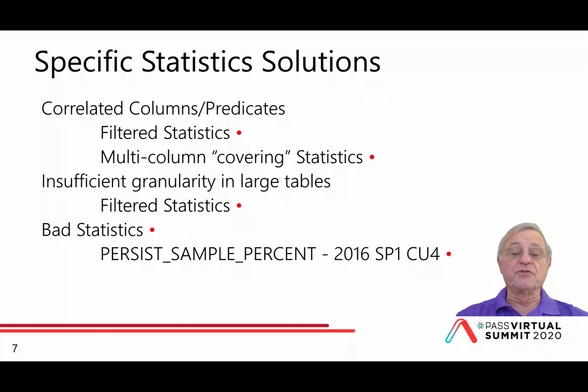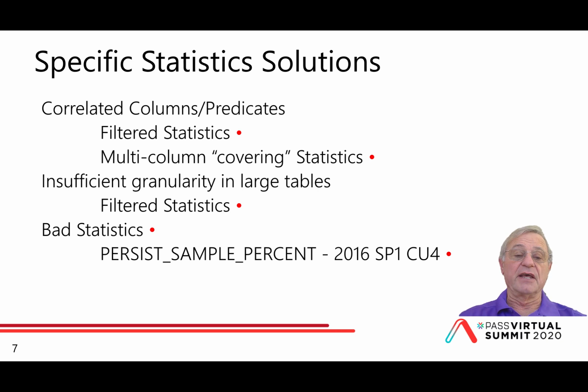A couple of solutions. If you are prior to SQL Server 2016 SP1 Cumulative Update 4, what you need to do is turn off the automatic updating of that one column and create an agent job, as frequent as is appropriate, to update the statistics using a full scan or some larger percentage.